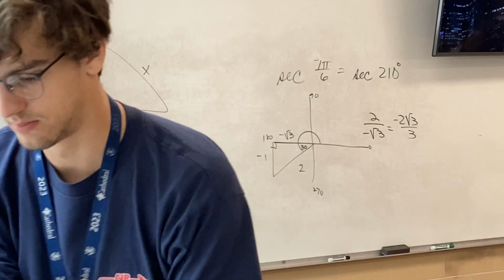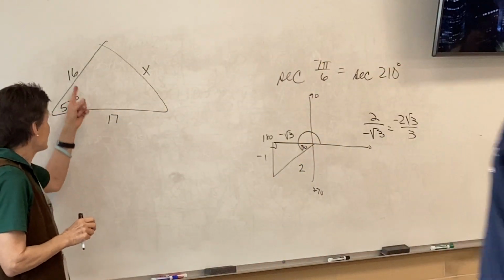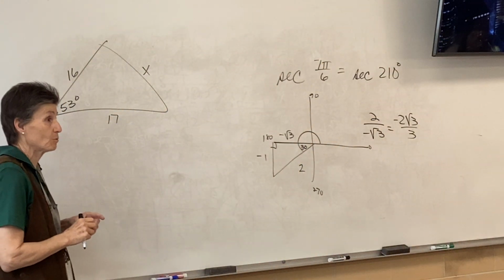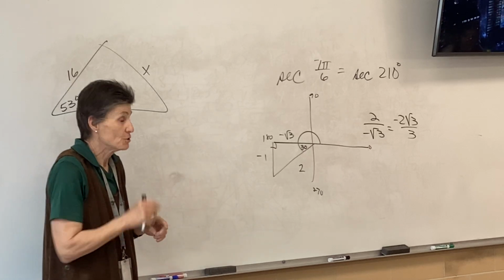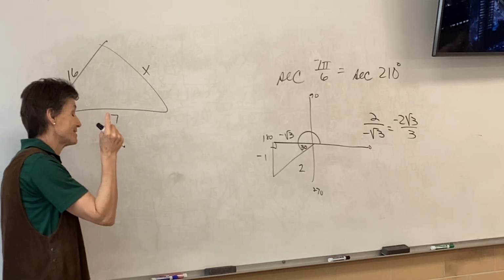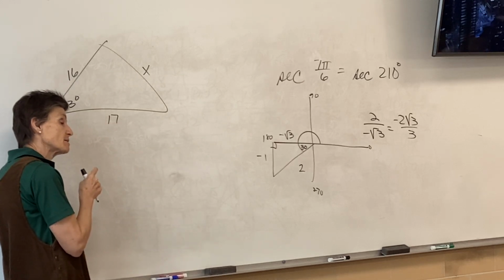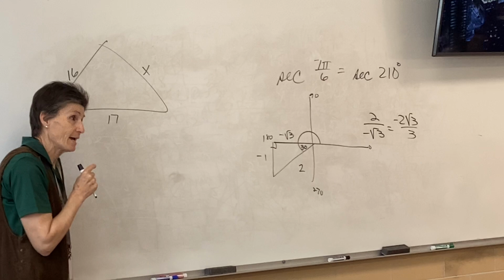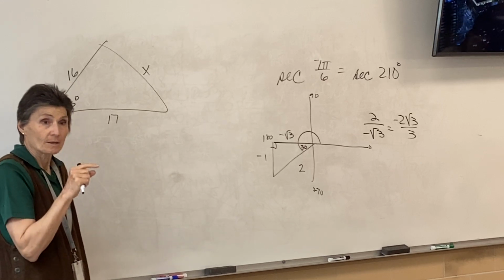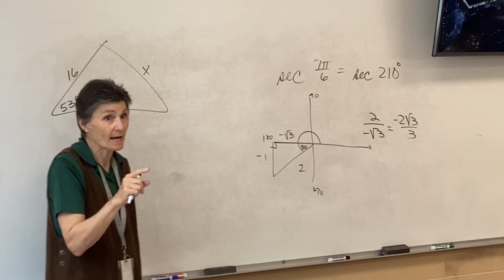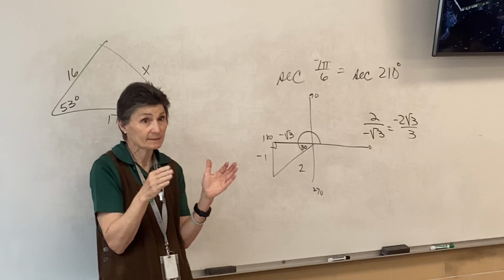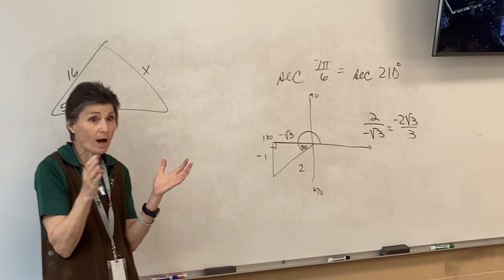1/2 times 17 times 16, now 1/2 times 17 times 16 times sine 53 is area. You're exactly right. That looks just exactly like the area problem. But this is not area. This is find a side. So it's law of sines or law of cosines, because that's how we find sides. Those are your options.